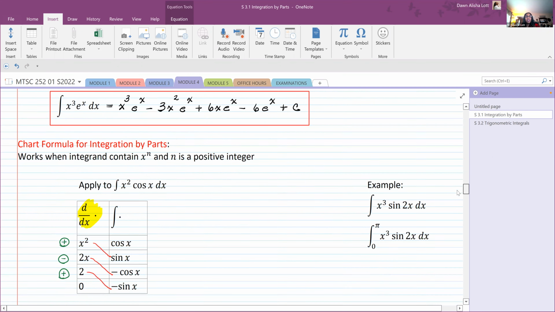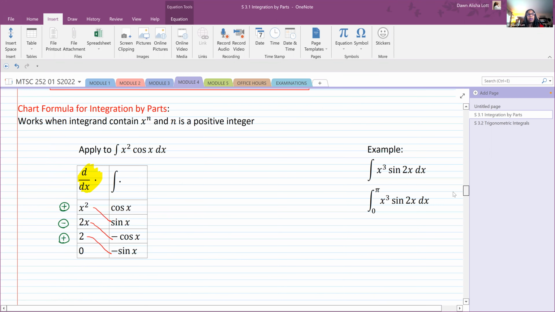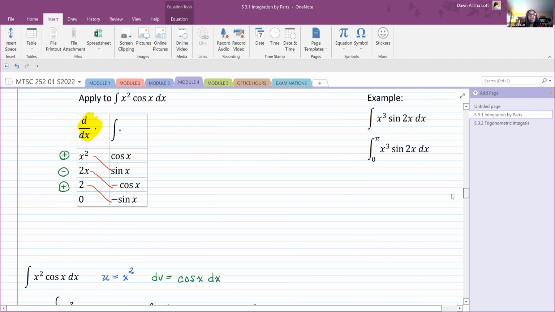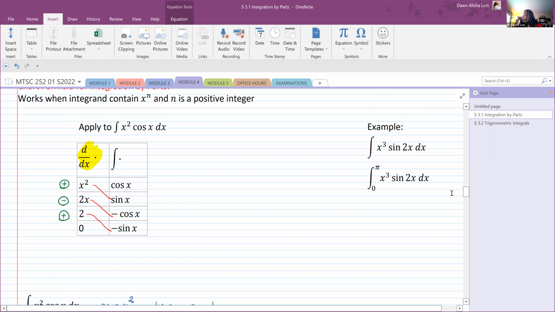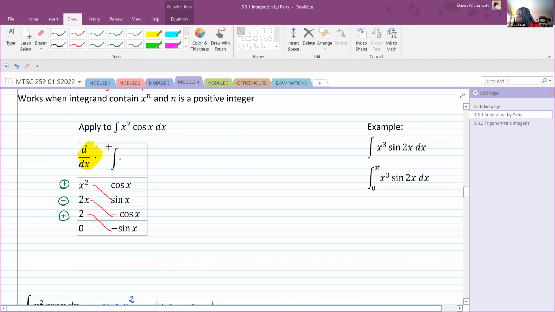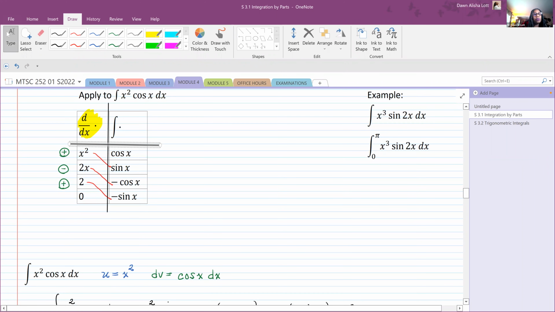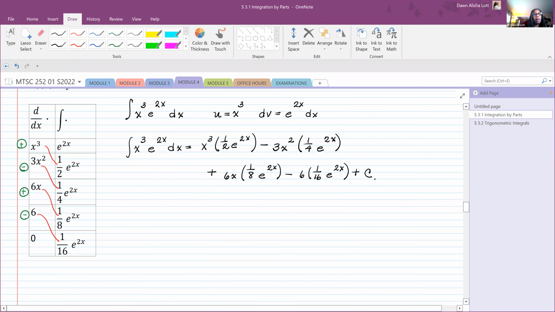And so then I came up with a little formula of how to do this. So how the formula works when the integrand contains x to the n and n is a positive integer, you can make this chart. All right, so here's your chart. You start with the derivatives on the left-hand side, the integrals on the right, and the last problem we were working on was this.